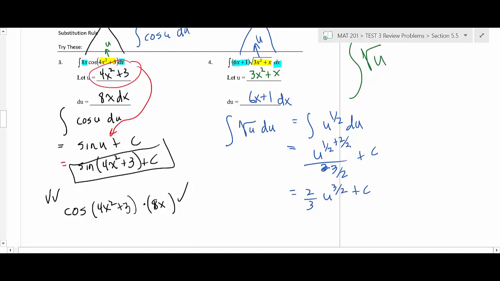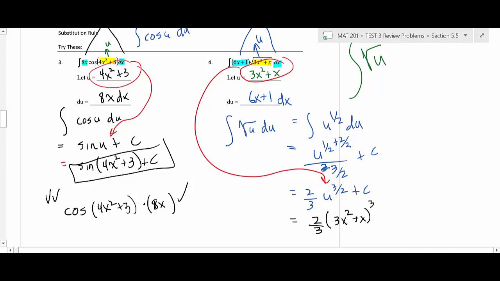Then what do you do to finish it up? Yes, u back in. And you can leave the answer there. You don't have to change it back to a radical. So it's 2/3 times 3x squared plus x, all to the 3/2 power plus c. So that's your answer to your problem. Take the derivative, check it, it'll work beautifully.